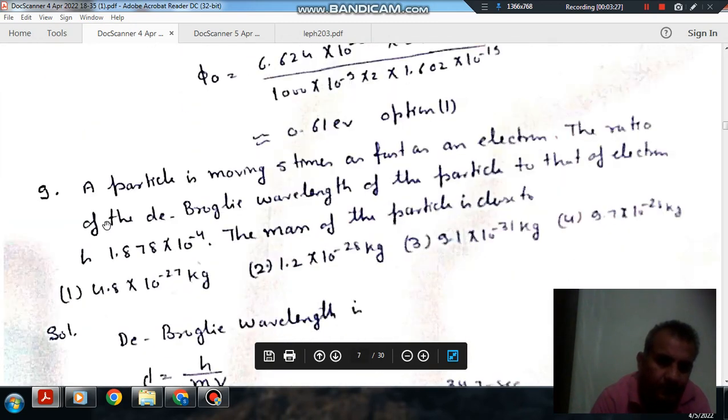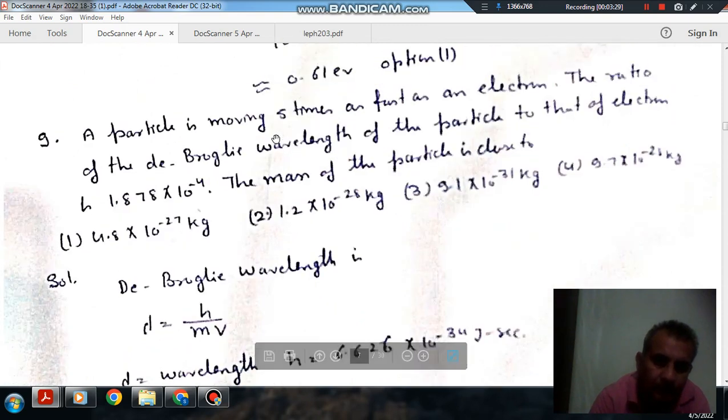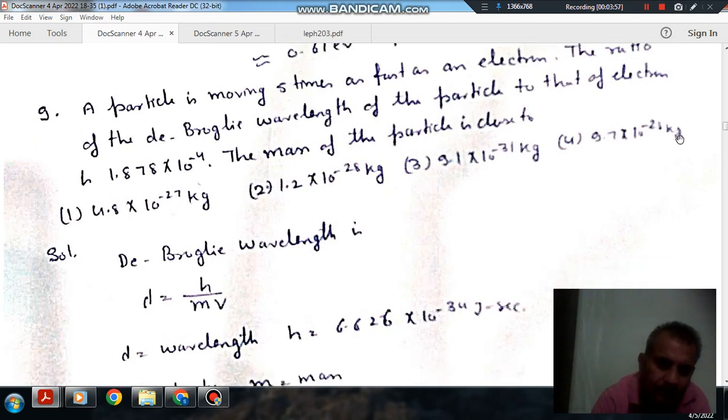Next, a particle is moving 5 times as fast as an electron. The ratio of the de Broglie wavelength of the particle to that of the electron is 1.878 into 10 to the minus 4. The mass of the particle is close to: option 1, 4.8 into 10 to the minus 27 kg; option 2, 1.2 into 10 to the minus 28 kg; option 3, 9.1 into 10 to the minus 31 kg; option 4, 9.7 into 10 to the minus 28 kg.